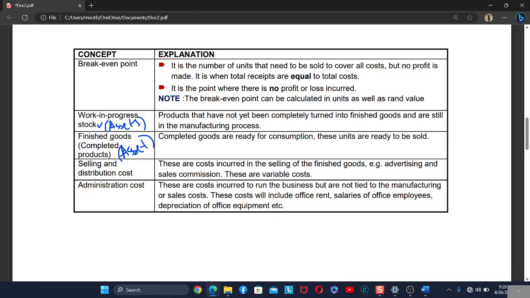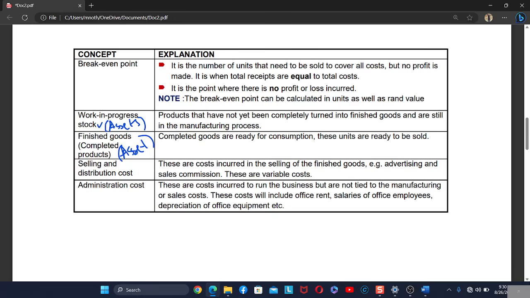And then we have the selling and distribution cost. These are the costs incurred in the selling of the finished goods. So meaning that these costs are not the manufacturing cost. Okay, they are not the manufacturing cost. Actually, these are the costs that are created when the business is selling the goods. For example, advertising and the sales commission. Okay, so these are the costs.